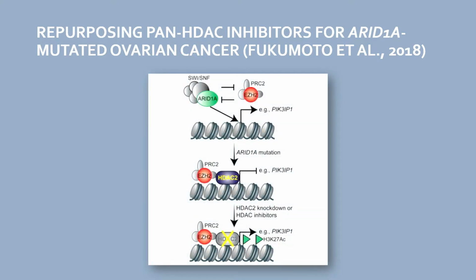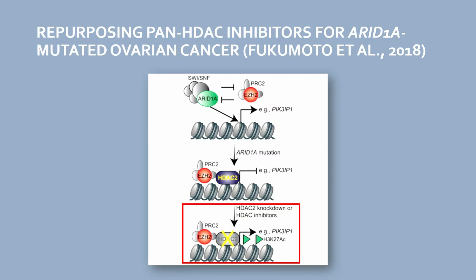This mechanism will become clear after we explore the paper, but I will briefly introduce the key players and general mechanism now. ARID1A and EZH2, a subunit of the polycomb repressive complex 2, usually antagonistically regulate the expression of tumour suppressor genes such as PIK3IP1. However, in the absence of ARID1A, HDAC2 interacts with EZH2 and represses its activity, thus suppressing the expression of these tumour suppressor genes.